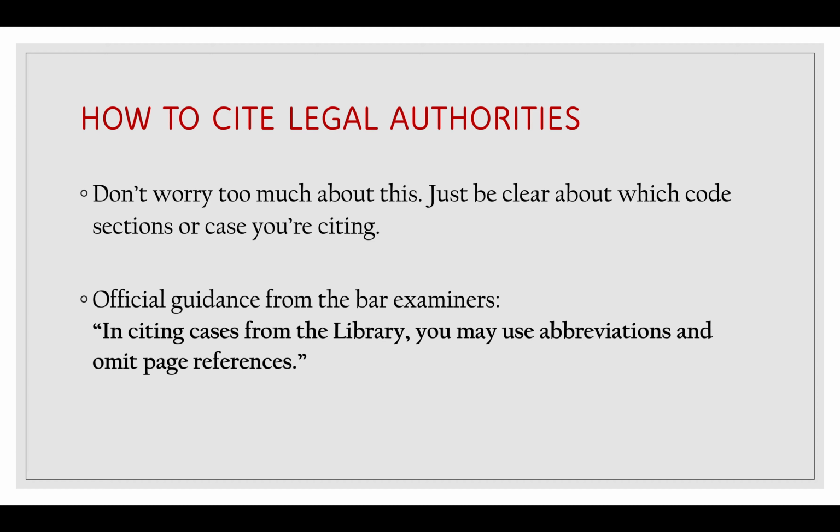The official guidance comes from the bar examiners in this form. When citing cases, you may use abbreviations and omit page references. That's because there will almost never be page references, and there won't be court reporter numbers either. So just cite the name of the case, something versus something, and if there's a case year, put that in, and that should be fine.